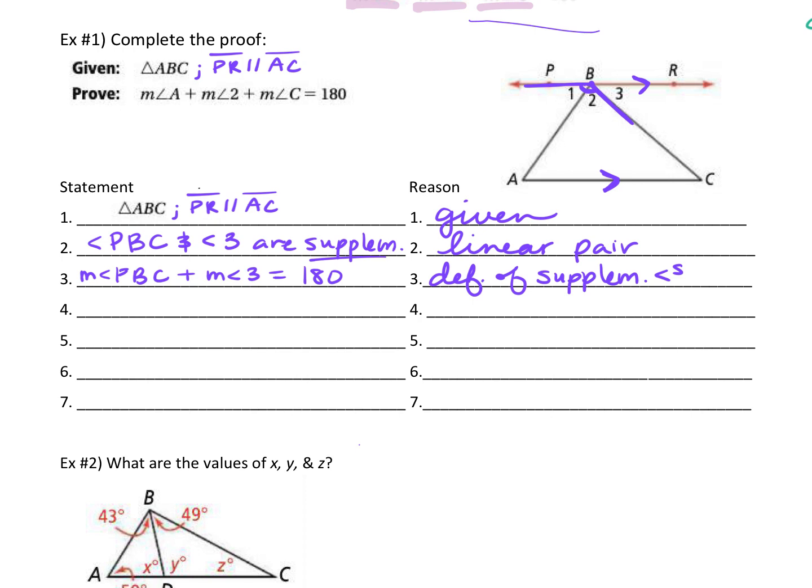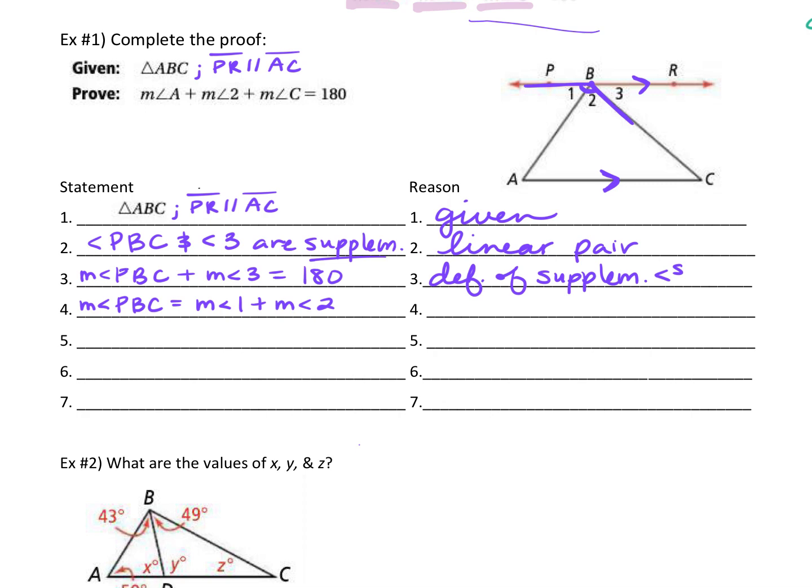Okay? Now here's where we can do a little getting to the heart of it, we'll say. Is there another way you could say angle PBC? What is making up angle PBC? Angle 1 and angle 2. So we can say that the measure of angle PBC is equal to the measure of angle 1 plus the measure of angle 2, right? That's just 1 and 2 put together.